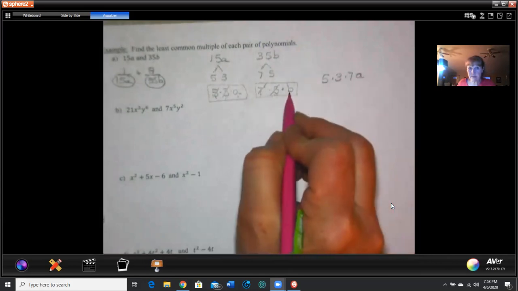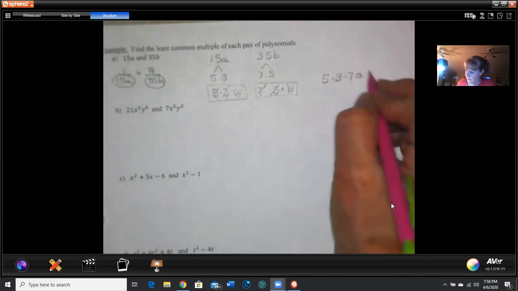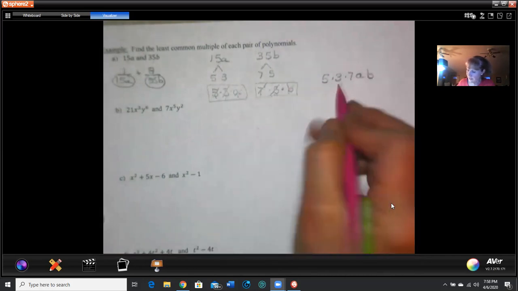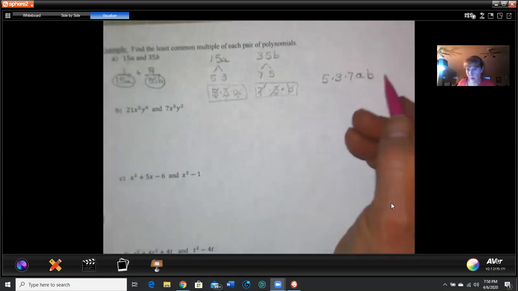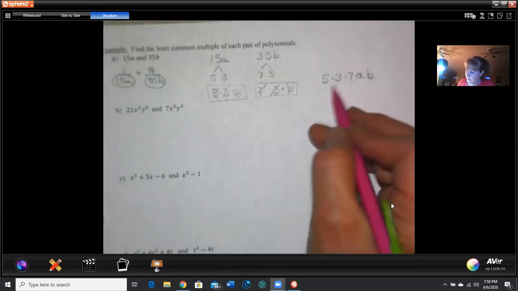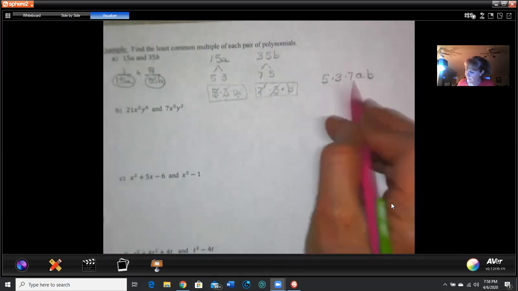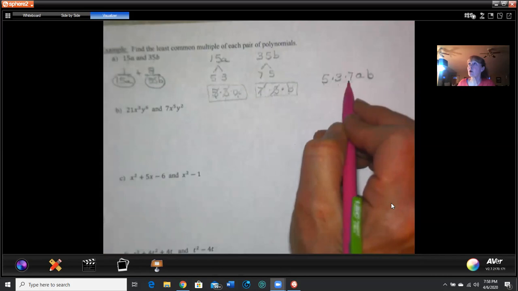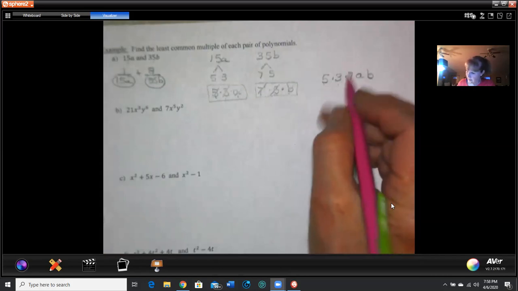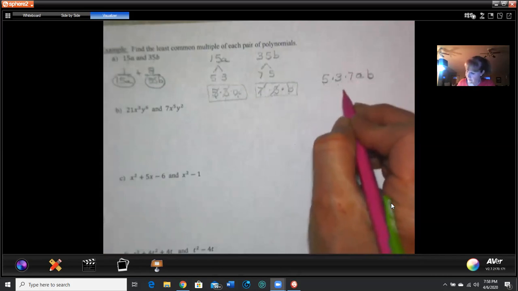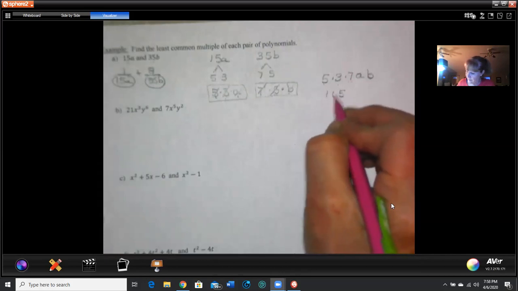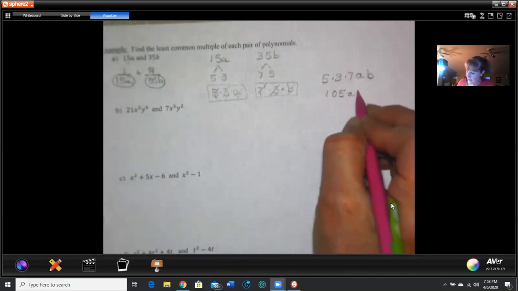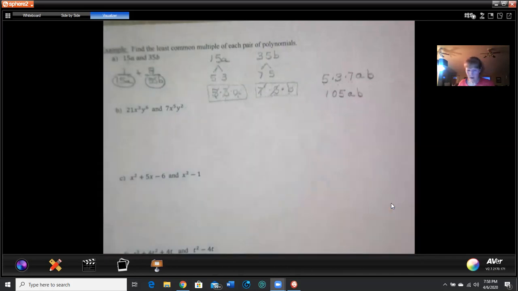B to the first. There's no other highest power, so we'll use B to the first. So there's our least common denominator, but we're going to go ahead and multiply them together. We'll take 15 times 7, which gives us 105, AB. A times B. Okay?